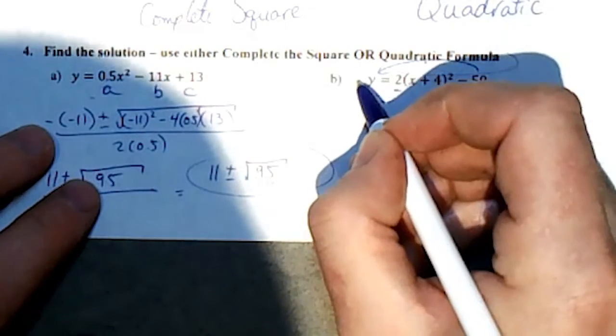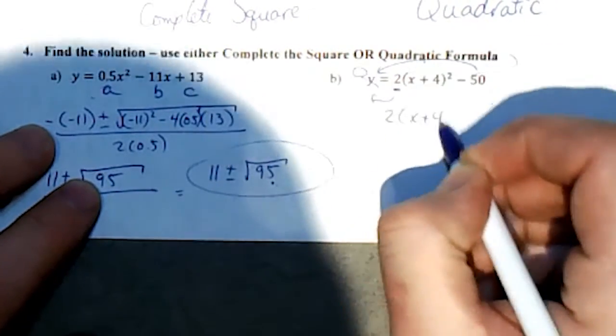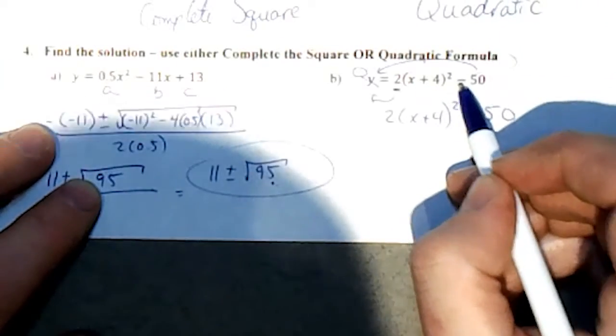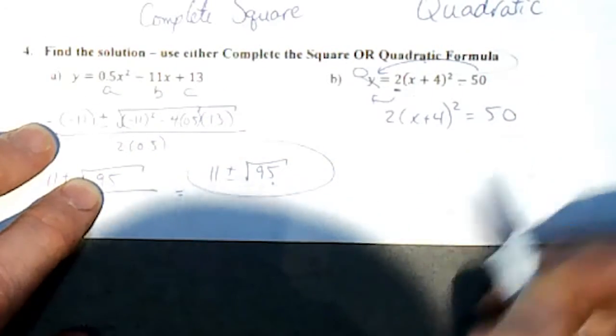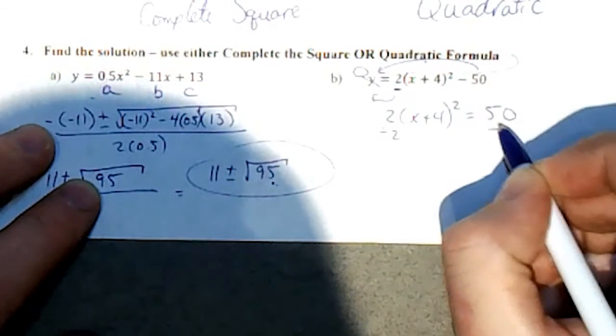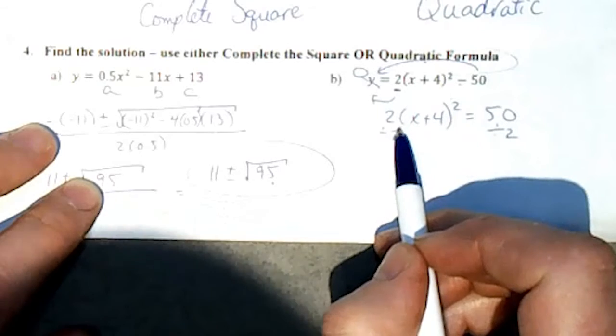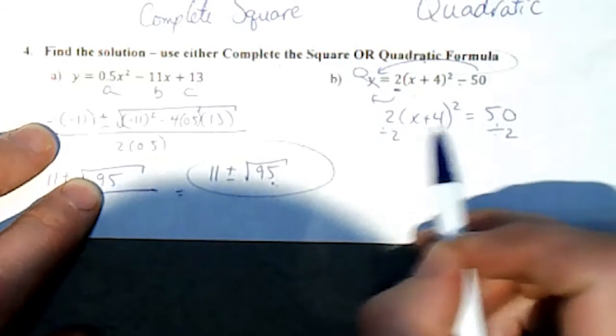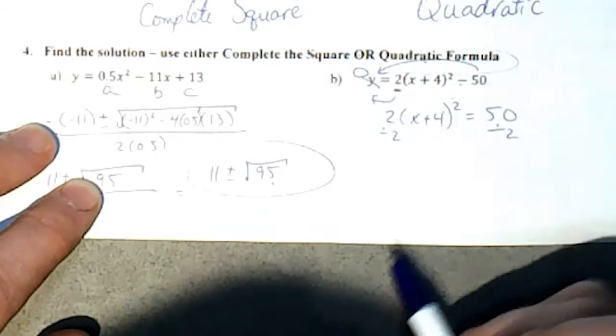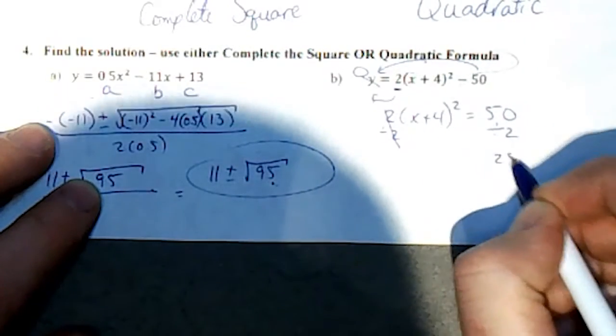So in this case, the y becomes 0. And it's minus 50, so I'm going to add 50 to both sides. To get rid of this, I have to divide by 2. And because it's in front of the brackets, I don't have to divide these by 2 because of the brackets. This disappears, and I get 25 on this side.